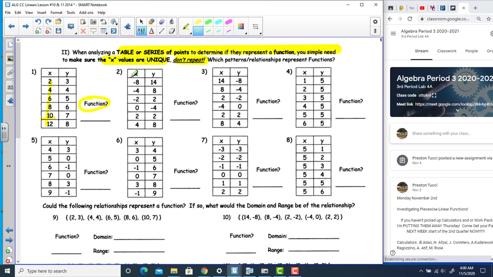Yes. Number 2. -8, 8 units time ago, 4 units time ago, 2 units time ago, right now, 2, 4. Those are unique. That's perfect. Awesome. That is a function. And you would continue to do that for each of them. I'll finish up the top row with you.